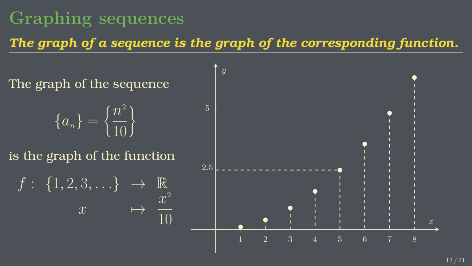So here is a list of some first terms of the graph. So you have 1 and 1 over 10, etc. And here you have 5 and 2.5 at the coordinates corresponding to A5. So this is how you can graph any sequence using the corresponding function.